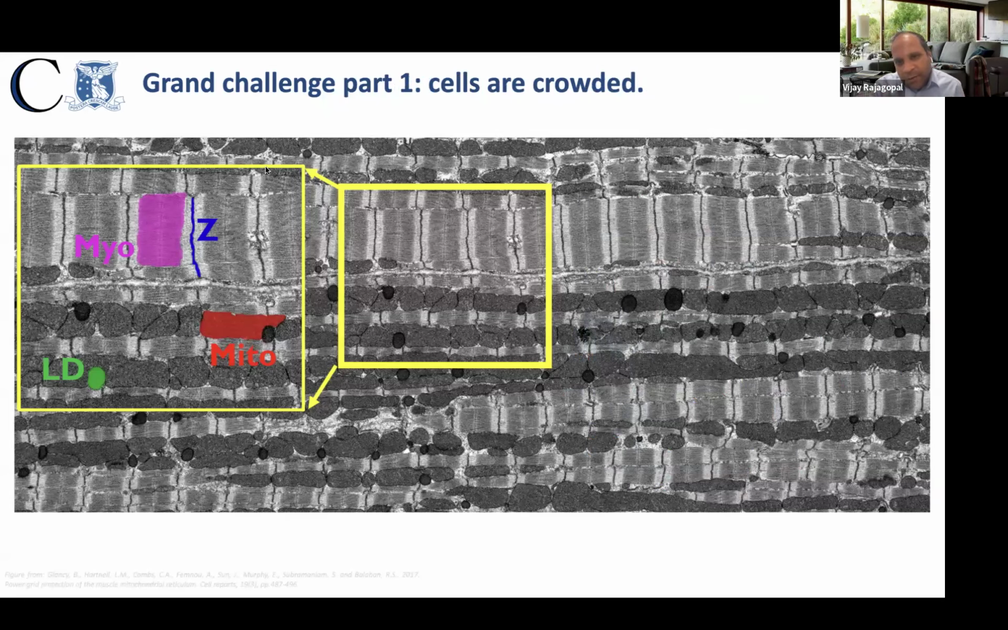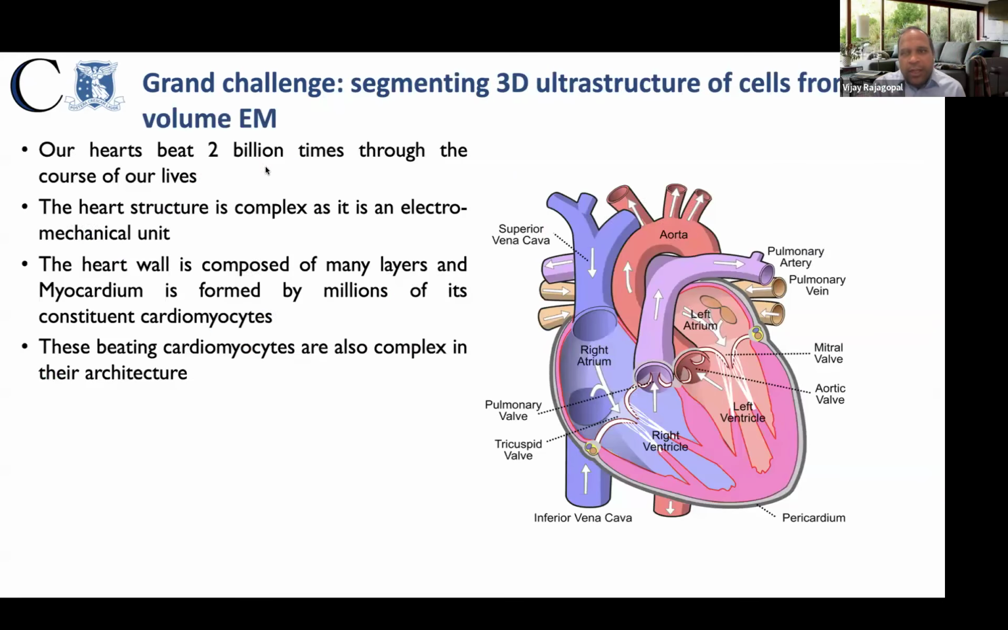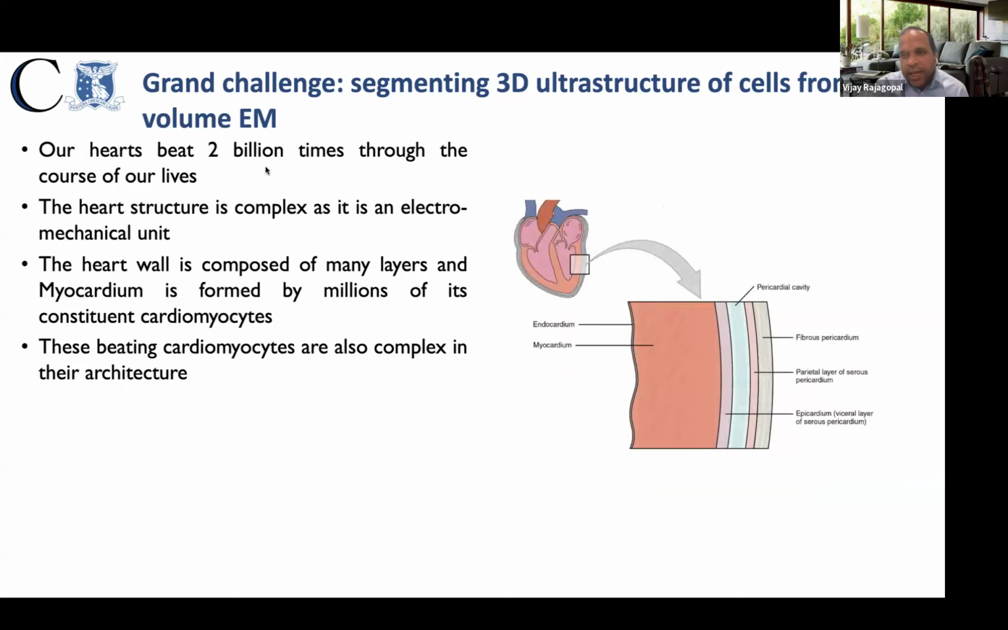This is a typical example of what a heart muscle cell looks like, at least on a 2D image. For those who are not familiar with the cellular details of the heart, if you have your whole heart and you look into the mid-wall region of one of its walls, that region contains cardiomyocytes, or heart muscle cells. Those are the muscle cells that beat every heartbeat for your heart to contract.